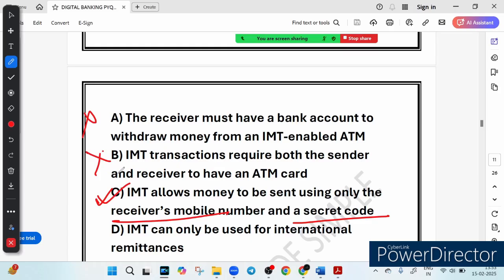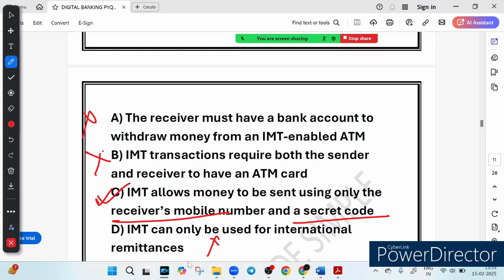For example, if you urgently need to send money to a family member who does not have a bank account, you can use IMT to send cash directly to their mobile number. They can then withdraw the money from a nearby IMT enabled ATM without any card or bank account. And option D says IMT can be used for international remittance. This is incorrect, because IMT is a domestic money transfer system, meaning it can be used within the same country. It is designed for instant, secure and hassle-free cash transfer between individuals in the same country, right?